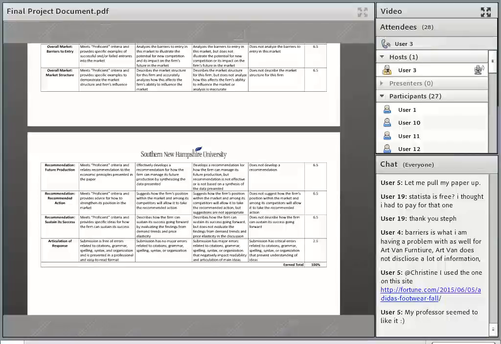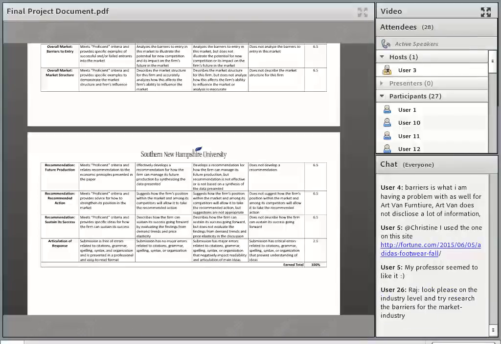So really that's the point of this kind of paper: you're using these microeconomic concepts and models to inform the conclusions that you're making about what your company ought to do going forward. You notice that in the first recommendation section, to be exemplary, it says you relate the recommendation to the economic principles presented in the paper. So that's there, right off the bat.